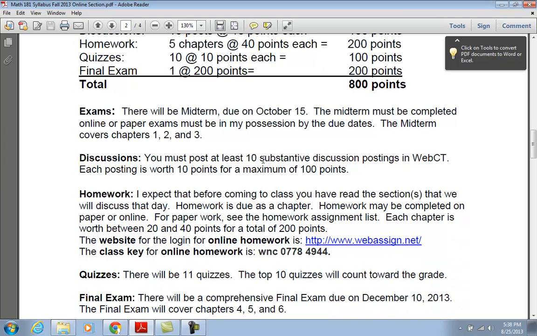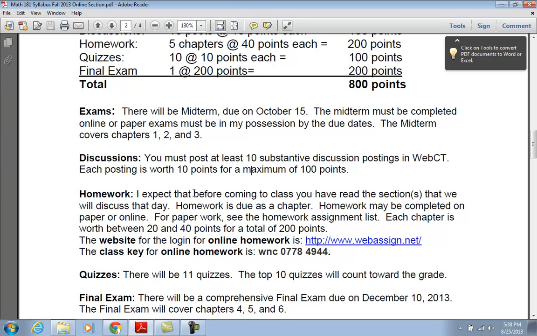Discussions. You must post at least 10 substantive discussion postings within Canvas. I haven't caught that for years, I guess. Each posting is worth 10 points for a maximum of 100 points. So Canvas is a learning system, not WebCT.